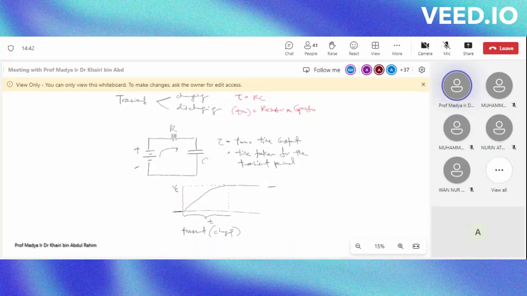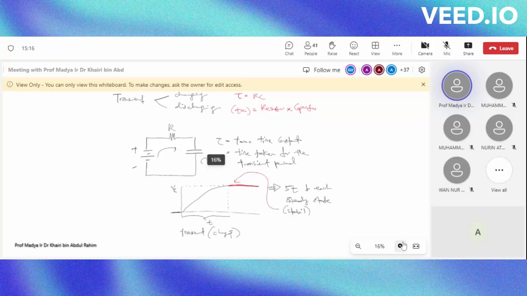Normally, it will take 5 tau to reach steady state. So what is steady state? Steady ni apa? Steady ni stabil, right? Stabil. Kan? So stabil tu is actually here. Ni lah, dia dah stabil kan? Dia stabil. No more charging or discharging. So normally, it will take 5 tau here.